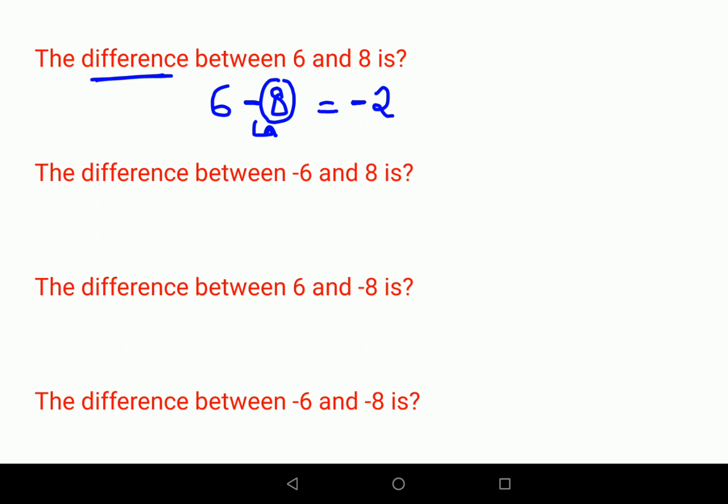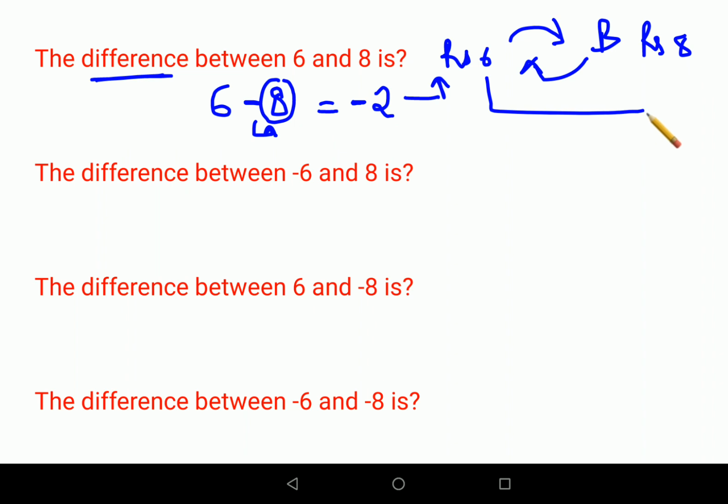Now let me very quickly explain this from a finance or money perspective. Imagine if you had, let's say, 6 rupees, and you owe a person b 8 rupees. Obviously the person has come to ask for their money. So what you can do is give them 6 rupees, because you do not have 8 rupees. So you're just going to give them 6 rupees.